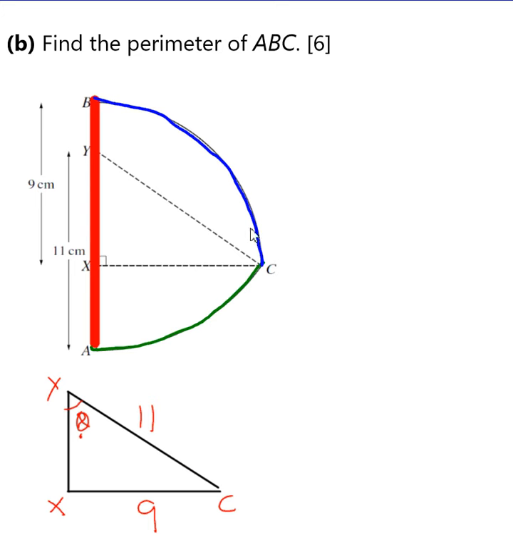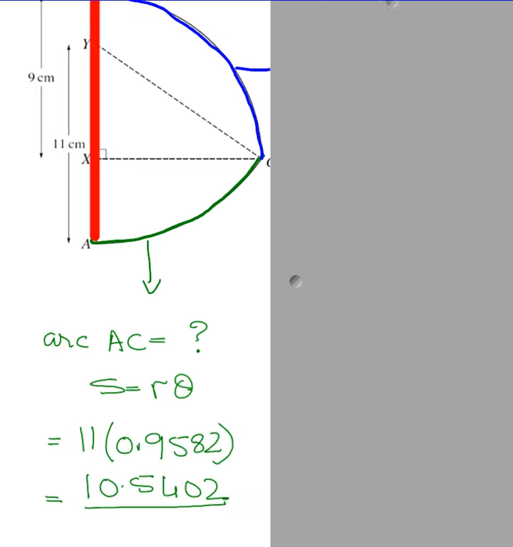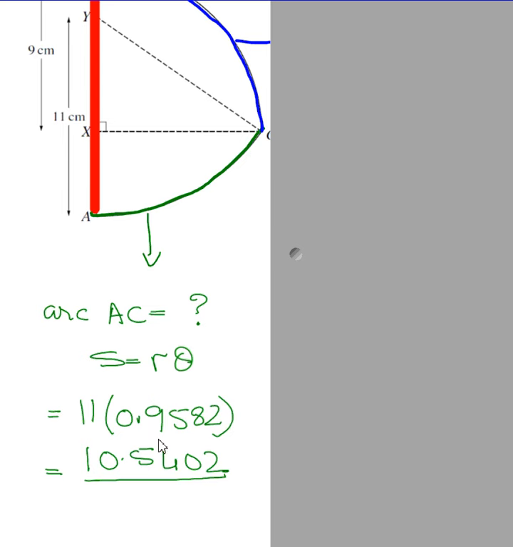Now we will try to find this arc length and this arc length. See here, for this arc length, this is your sector. And you have found this angle 0.9582 in the previous part A. So the arc length formula, we know s equals r theta. R we know is 11. Theta is 0.9582. So your arc length is coming 10.5402.